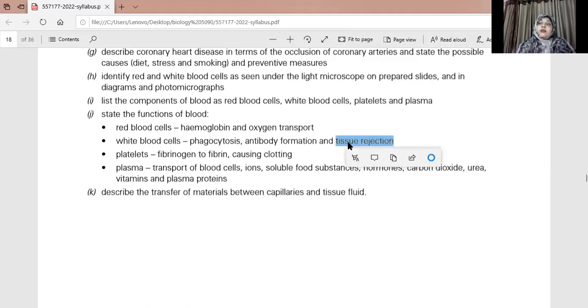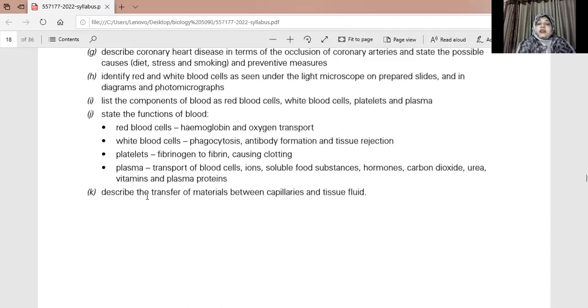Tissue rejection is a process in which sometimes WBCs work against the body's own organ. Sometimes WBCs consider the body's own organ as a foreign body. This topic is a little bit more involved, and it will be further discussed in the excretion chapter where kidney transplantation is there. Platelets: fibrinogen to fibrin causing blood clotting. Plasma transports red blood cells, ions, soluble food substances, hormones, carbon dioxide, urea, vitamins, and plasma proteins. Plasma proteins include fibrinogen and other soluble proteins, which are transported.